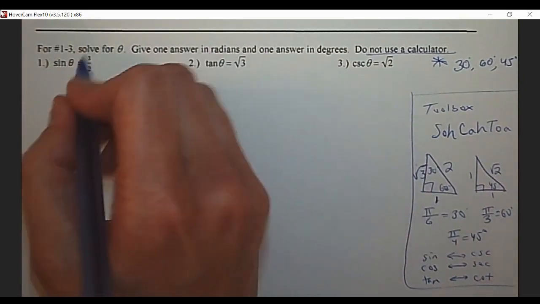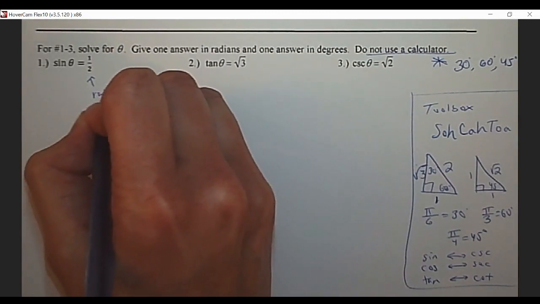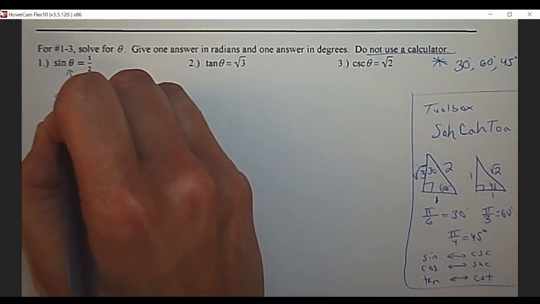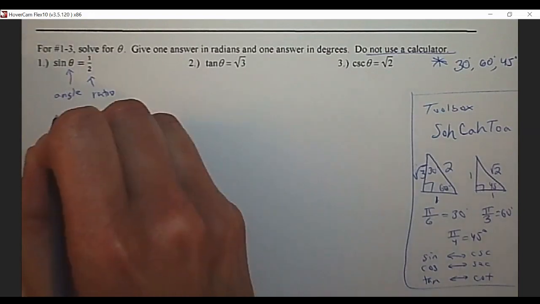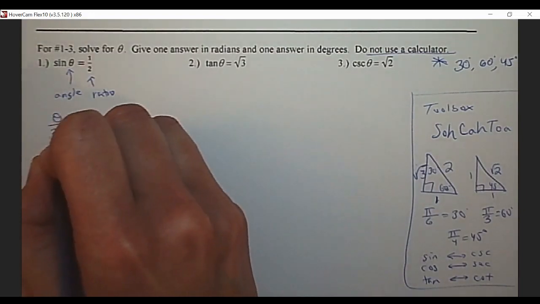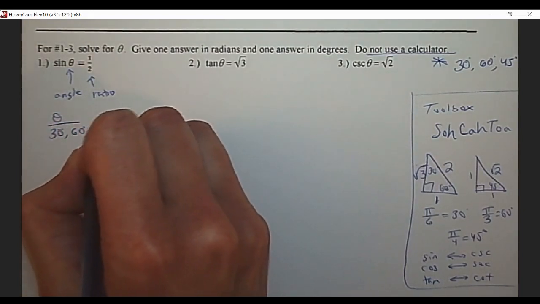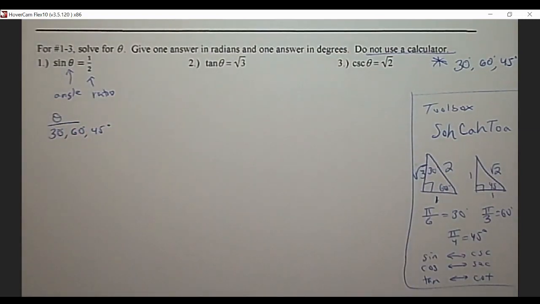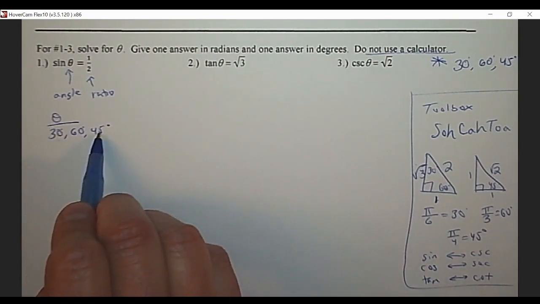When we go to solve for sine of theta equals 1/2, 1/2 is the ratio and theta is the angle. So what we're going to do is we're just going to look for theta. It's either going to be 30, 60, or 45. I'm going to find it in degrees first and then just give my answer in radians also. So to find this answer, it's process of elimination. These are your 3 possibilities.